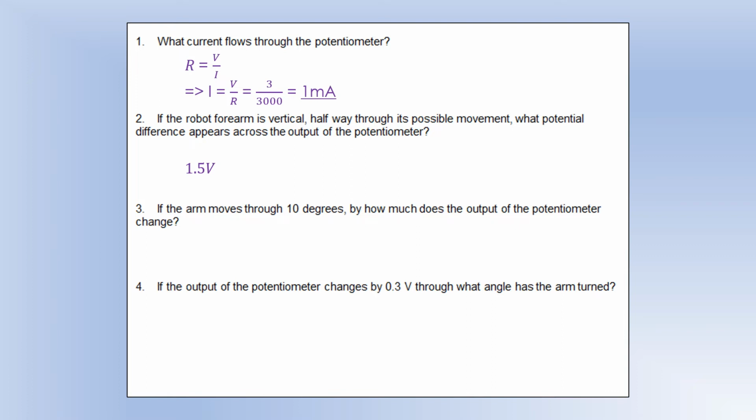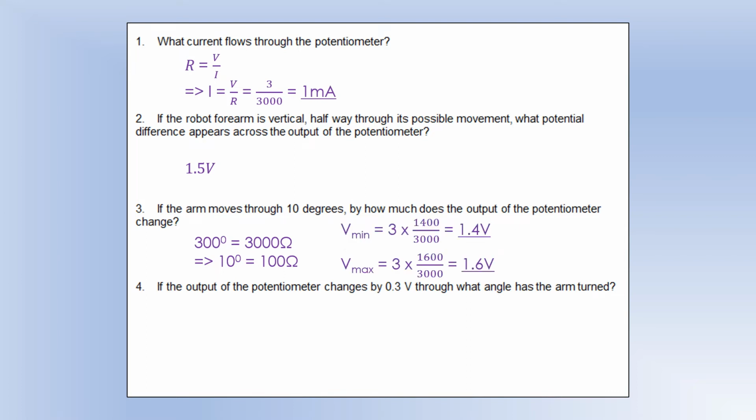So if the arm moves through 10 degrees, how much does the output of the potentiometer change? Well, remember 300 degrees is 3000 ohms, so therefore 10 degrees change is going to be 100 ohms. So we could do this with either the maximum or the minimum, it doesn't make any difference. We can see we've got a change of 0.1 volts when we apply that. So then if the output potentiometer changes by 0.3 volts, what angle have we moved? Well, if 10 degrees is 0.1, that would mean 30 degrees is 0.3 because resistance increases or decreases linearly, it tells us.